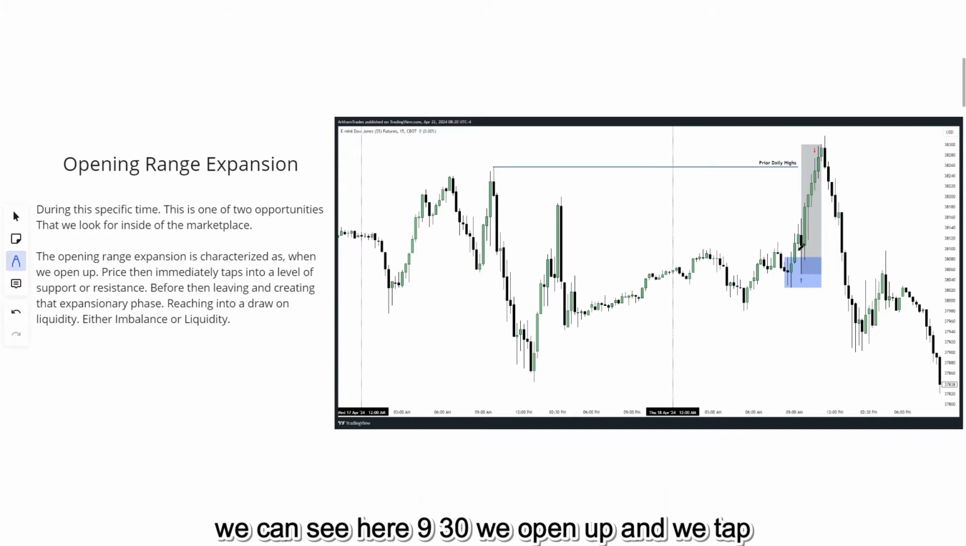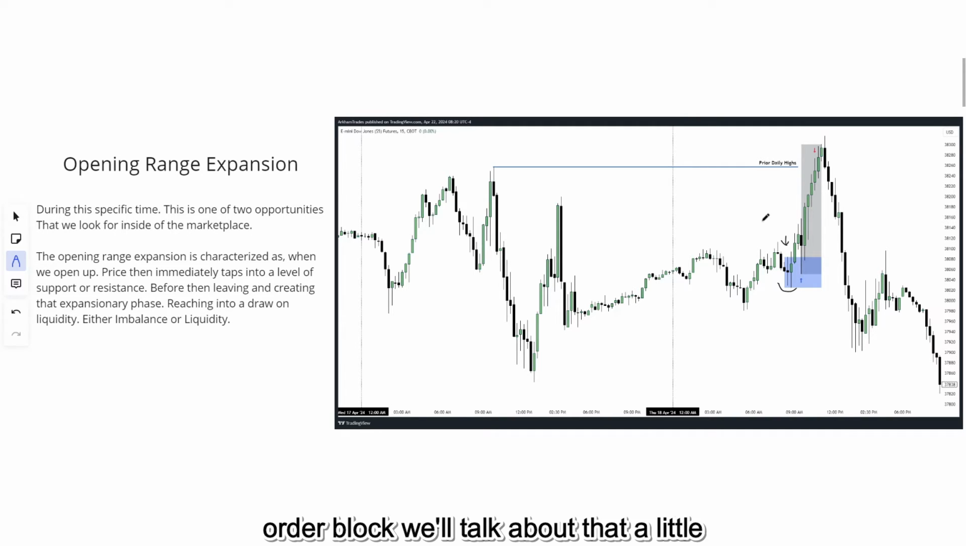So as we can see here, 9:30 we open up and we tap into this last down close candle, which is known as a bullish order block. We'll talk about that a little later. We then enter our long position here for that opening range expansion back up into these prior daily highs, and we took our trade off right here. This is one of the opportunities that we look for during this specific time. This is the opening range expansion.